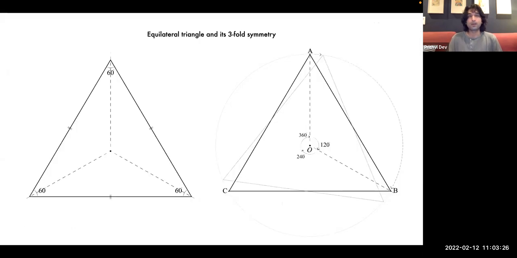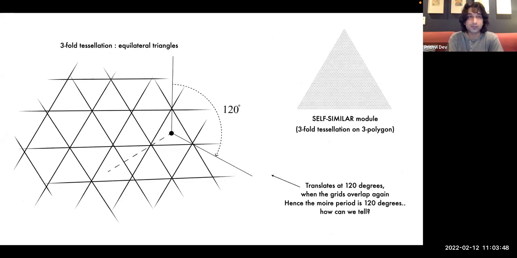Okay, so I'm just going to start with the equilateral triangle and its threefold symmetry. From what I understand, if you rotate an equilateral triangle 3 times, it translates at basically 3 times in 360 degrees, and that's what it means by an equilateral triangle having threefold symmetry. And interestingly, a threefold tessellation made of equilateral triangles, when rotated 3 times around at 120 degrees, also translates. So therefore, it also has a threefold symmetry.